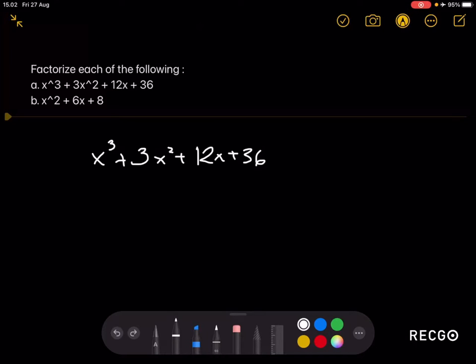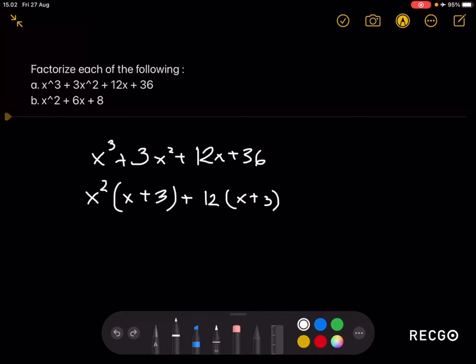So basically what I'm going to try to do is factorize certain pairs of these terms and see what I will get. So for the first part, we have x cubed plus 3x squared. That factorizes as x squared times, in parentheses, x plus 3. And for the second part, we can take out a 12 out of this. So 12 times x plus 3. Notice that we have x plus 3 in both of these terms.